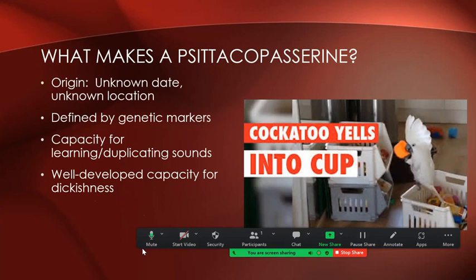Some of them can only learn the sounds that their parents make or other members of their species make, where some members are capable of mimicking the sounds of other birds, the speech of humans, or even things like camera shutters and chainsaws, like we saw in that other video.